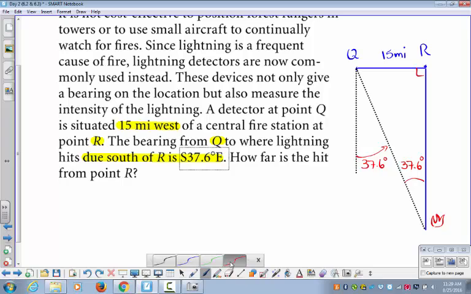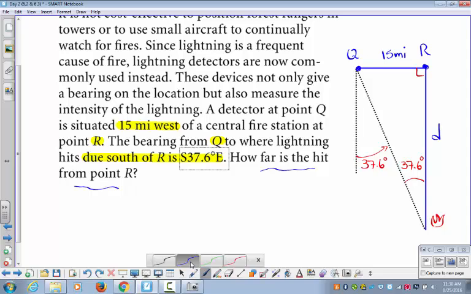Bless you. So any questions on the setup here? And our goal is to figure out how far is the lightning strike from R. So we're looking for this dimension here. Let's just call it D for distance. You're good? Got it? If you went to the right from Q to R is west, then why did you go right for east as well?